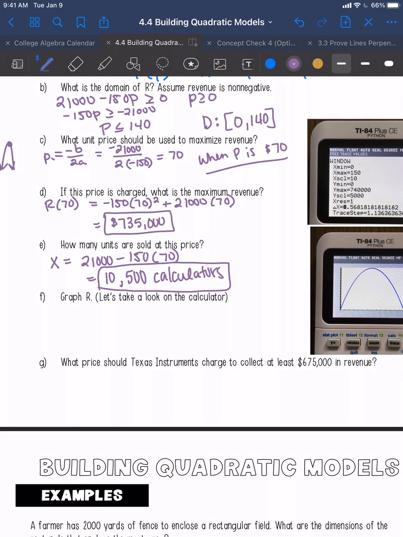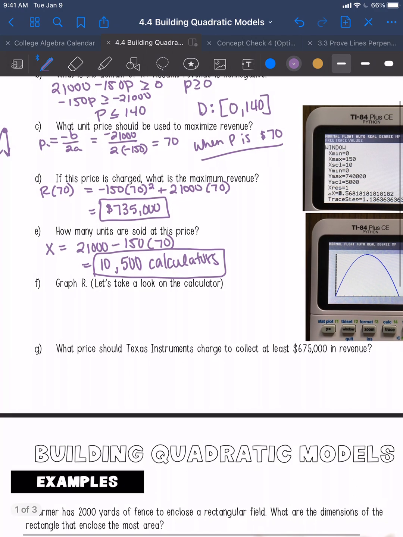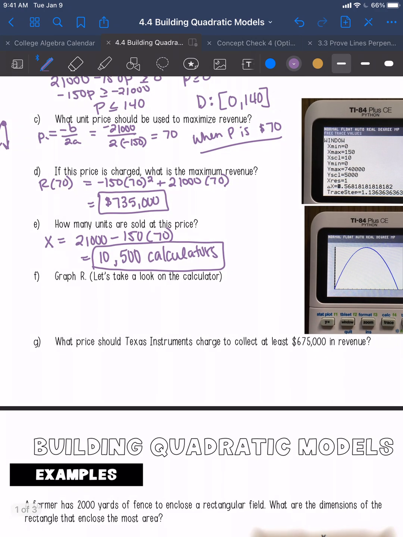All right, part G says, what price should Texas Instruments charge to collect at least $675,000 in revenue? Okay, we could do this by hand if we wanted. To do that, we would just replace R of P with $675,000, subtract, and solve the quadratic. It's going to be easier to graph this. So I suggest graphing Y equals 675,000 along with the graph we already have.